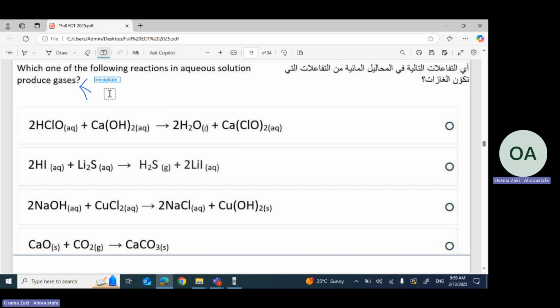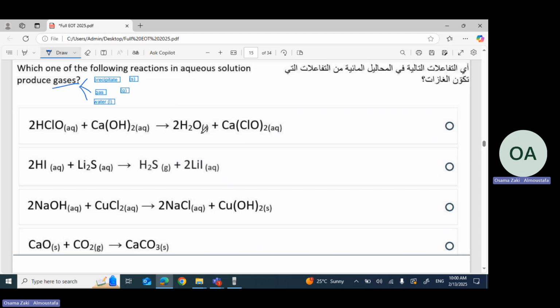The second one is gas, and the third one is water, which is liquid. Okay, and gas is G. And precipitate is solid. So we have three types of products in the double replacement reaction here: precipitate, solid; gas, G; water, liquid. So this one here they said produces what? Gas. Okay, so let's check here.